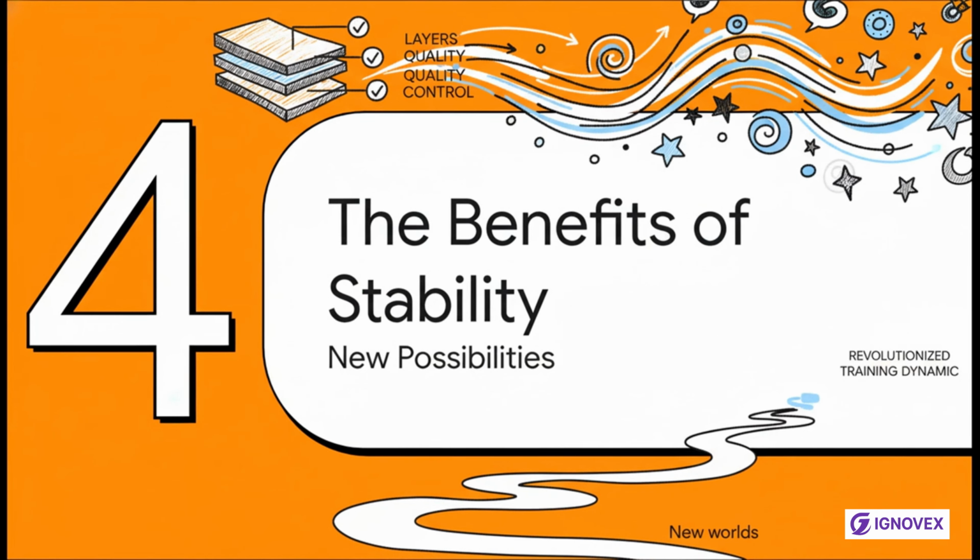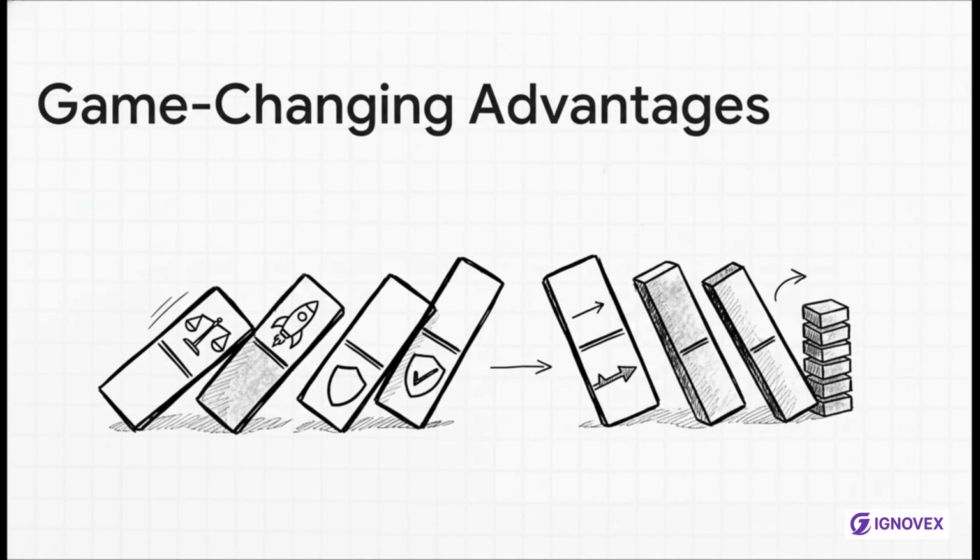And the effect of this was huge. By putting this simple little quality control check at every single layer, the entire way we train these models was just revolutionized. All of a sudden, a whole new world of possibilities just opened right up. You can really see the domino effect here. Once you had stability, everything else fell into place.